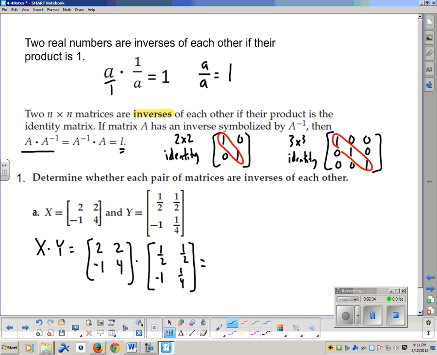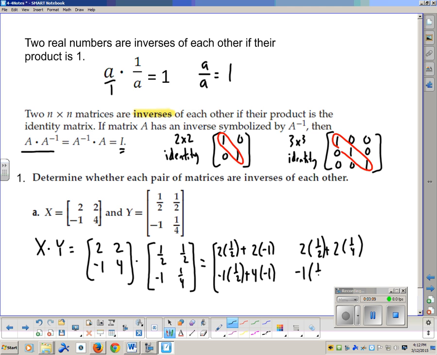Let's multiply this, a good review on multiplication. Row 1, column 1: 2 times a half plus 2 times negative 1. Now row 1, column 2: 2 times 1 half plus 2 times 1 fourth. Now row 2, column 1: negative 1 times 1 half plus 4 times negative 1. And now row 2, column 2: negative 1 times 1 half plus 4 times 1 fourth.